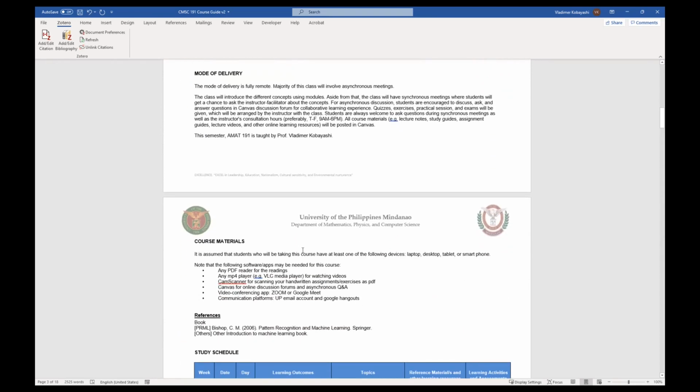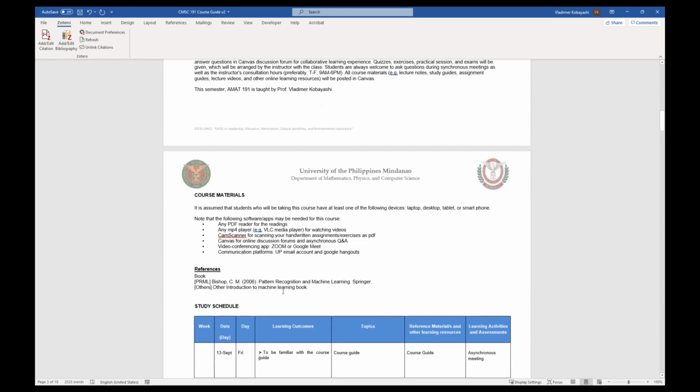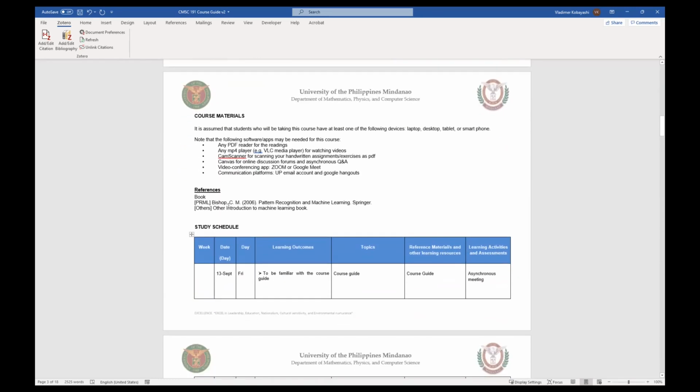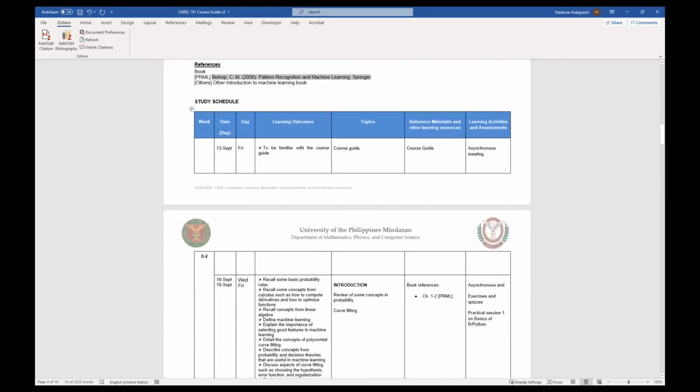So we will be asynchronous and also synchronous, just like what we're doing now. And these are the course materials and a book. We will use Bishop, Pattern Recognition and Machine Learning. Okay. I will also upload an e-copy of this book, and you can also use other introductions to machine learning. So basically, we are now in the third week.